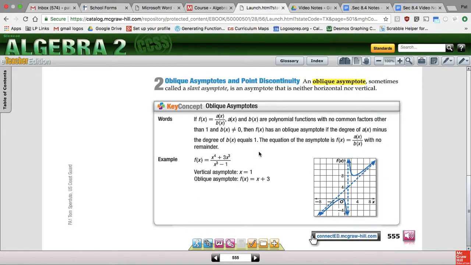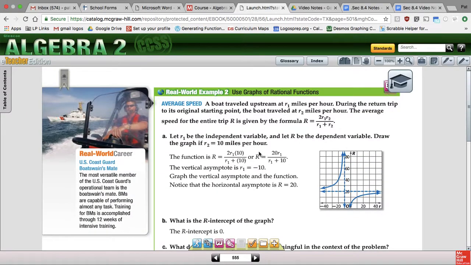Okay, so let's look at a real world problem. It says a boat traveled upstream r1 miles per hour. During the return trip to its original starting point, the boat traveled at r2 miles per hour. The average speed for the entire trip is given by this formula. So let r1 be the independent variable and r be the dependent variable. Draw a graph if r2 equals 10.